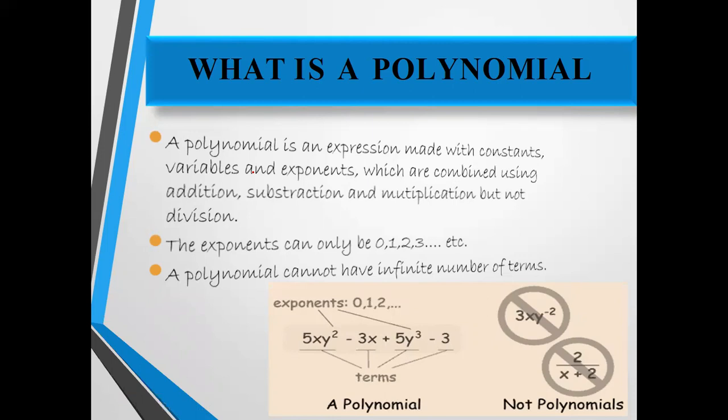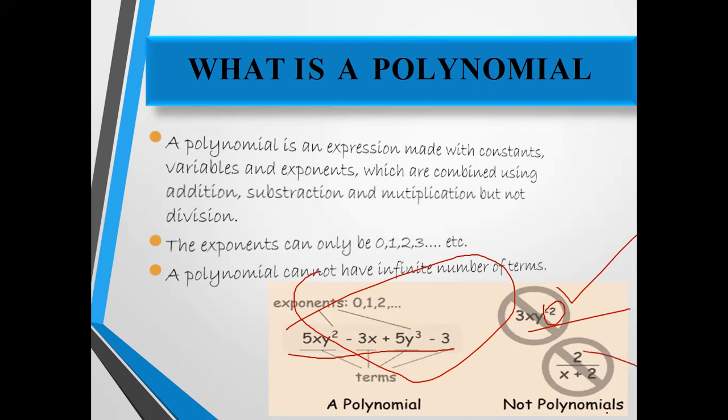So a polynomial does not have an infinite number of terms. As you see, 5xy square minus 3x plus 5yq minus 3 is a polynomial. But if you see 3x raised to power minus 2, this is not a polynomial because the exponent is negative. Again, this one has division, so this is again not a polynomial.